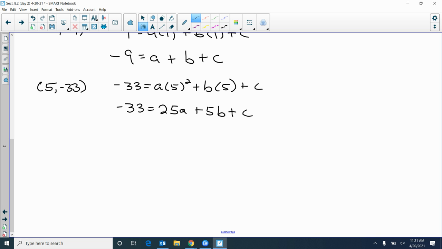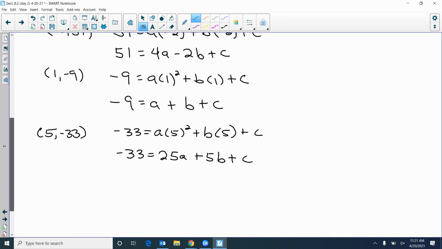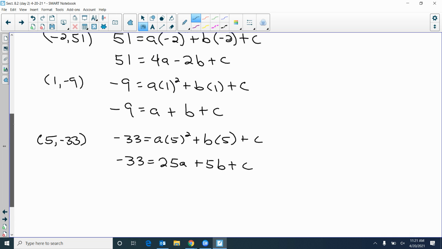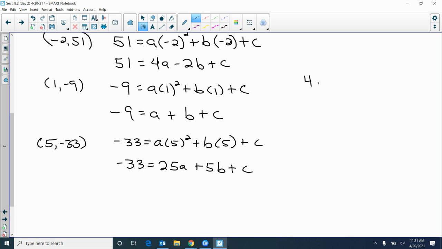I'm just going to rewrite those 3 equations over here. And I like to write the constant on the other side. You got 4a minus 2b plus c equals 51. And then I got a plus b plus c equals negative 9. And we got 25a plus 5b plus c.